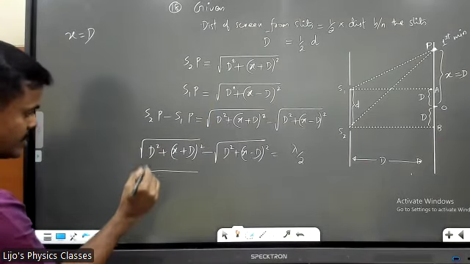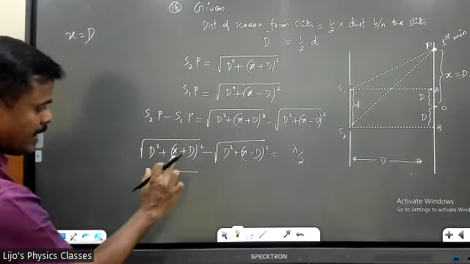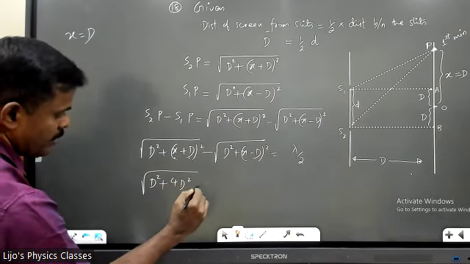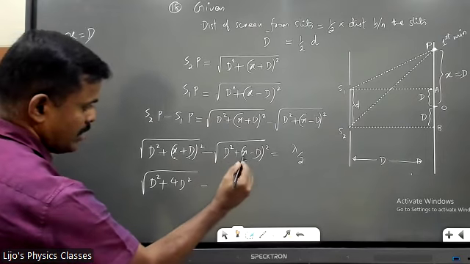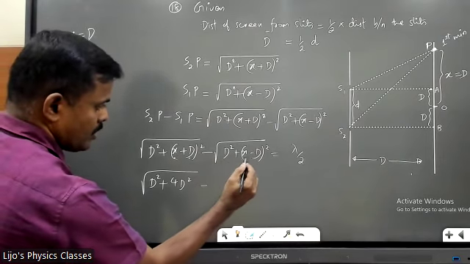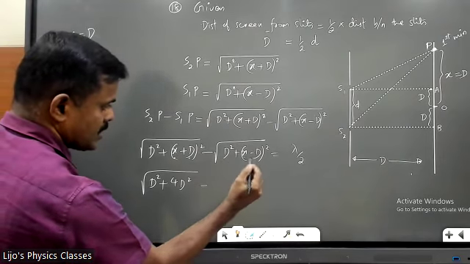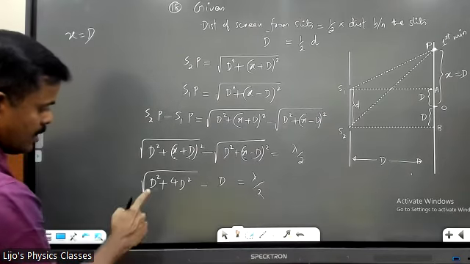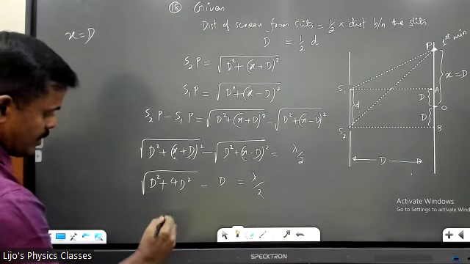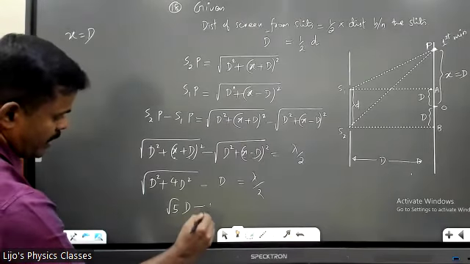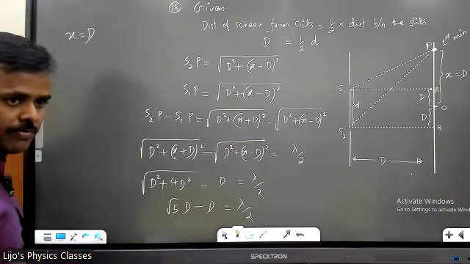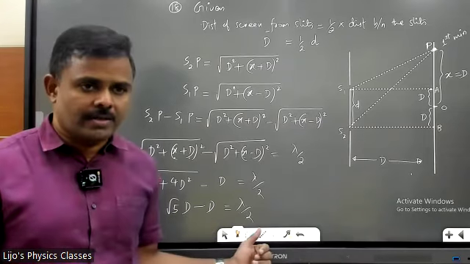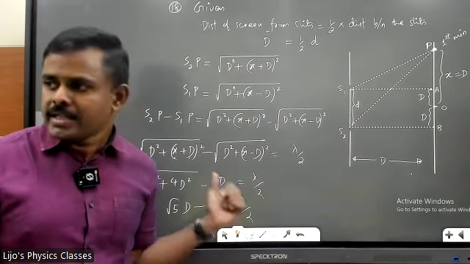What do I get? This is d square plus d plus d, 2d, right? 2d the whole square is 4d square, minus, this is d minus d, 0. X is d, d minus d is 0. Root of d square will be d, equal to lambda by 2. D square plus 4d square, 5d square. Take the square root of it: root 5 d minus d is equal to lambda by 2. From which you can compute d is equal to lambda by 2 into root of 5 minus 1. Got it? That is the condition.